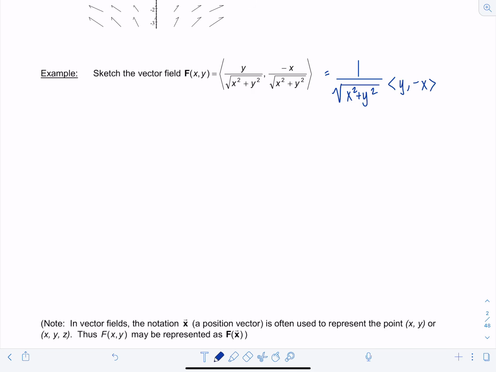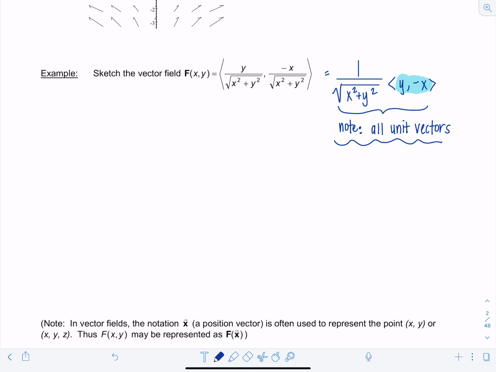Well, what would be the magnitude of any vector here? Well, I would take the square root of y squared plus x squared, and then I would divide it by the square root of x squared plus y squared. So every single output from this vector field is a unit vector. They're all unit vectors. Interesting. So all of them have magnitude 1.